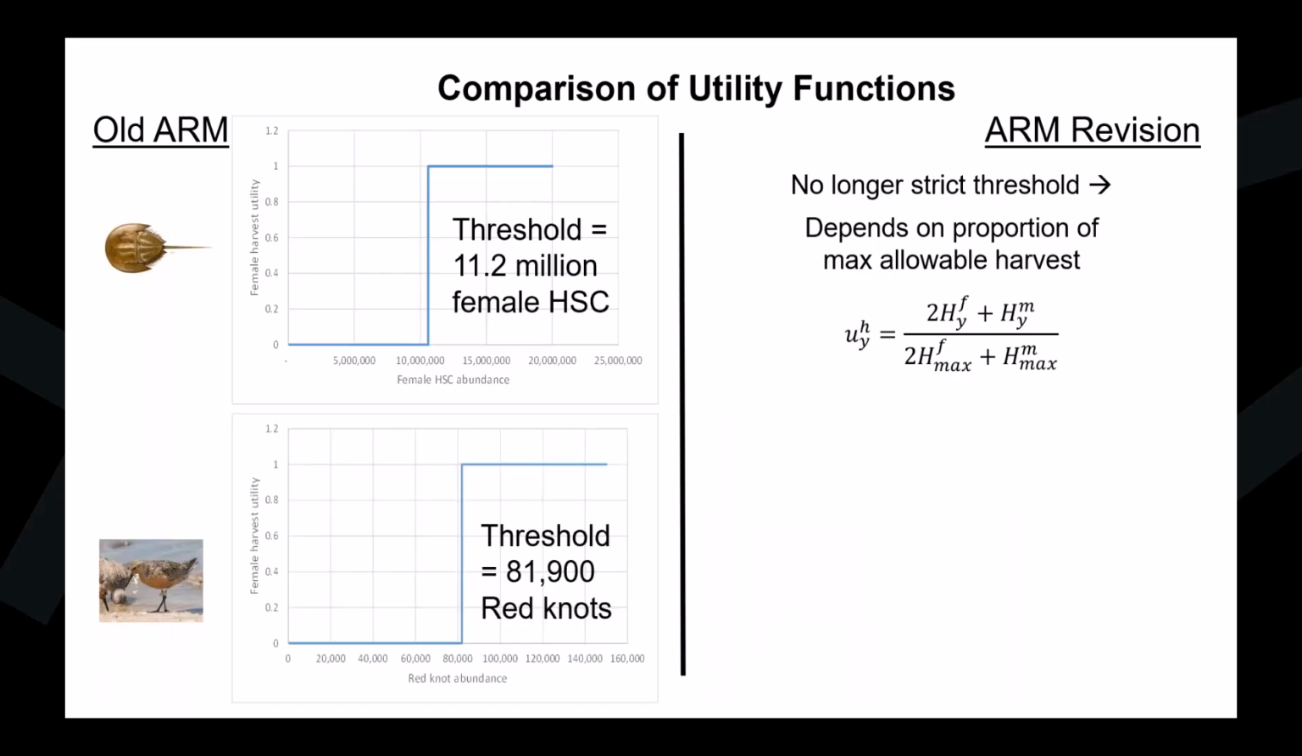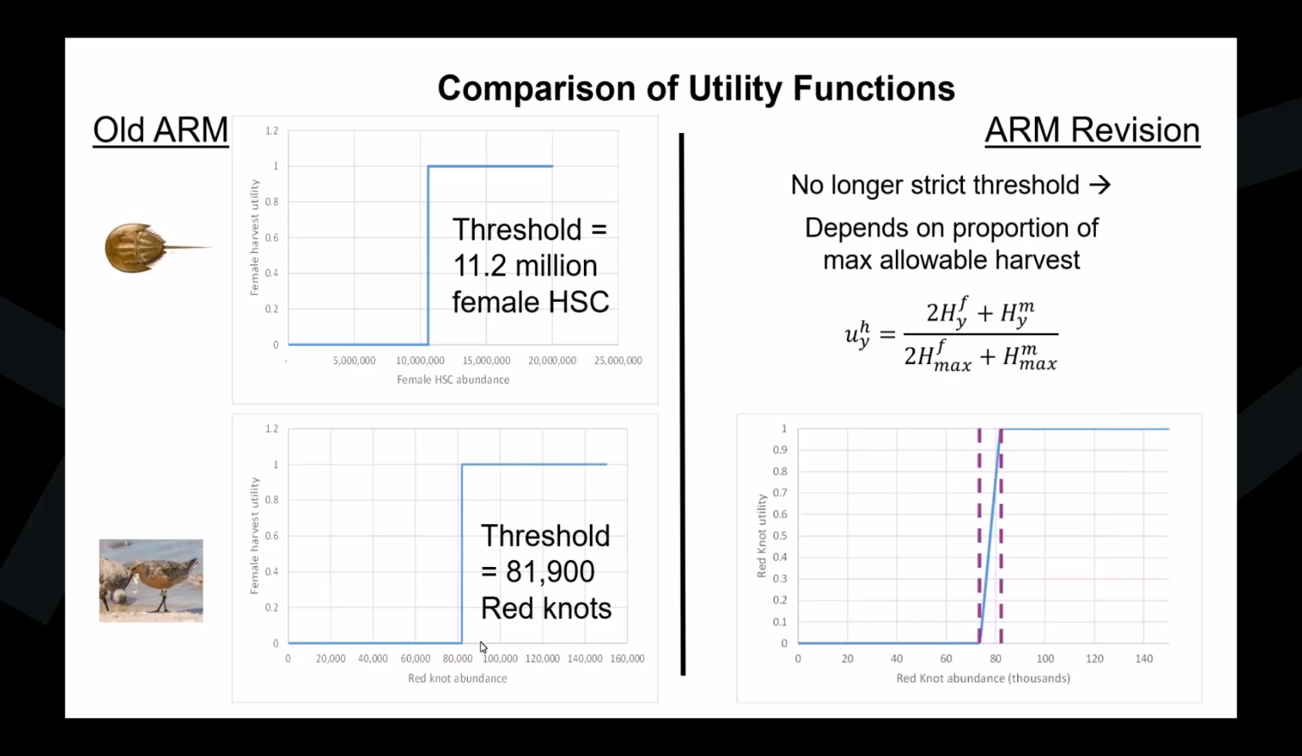So the red knot utility was, again, this knife edge kind of function at 81,900 red knots. It's not really all that different in spirit, but mechanically a little bit different in the revised version, where we have that same threshold, but a somewhat more gradual function from 0, beginning at 90% of that threshold.